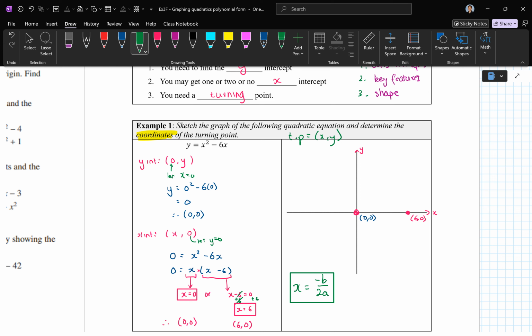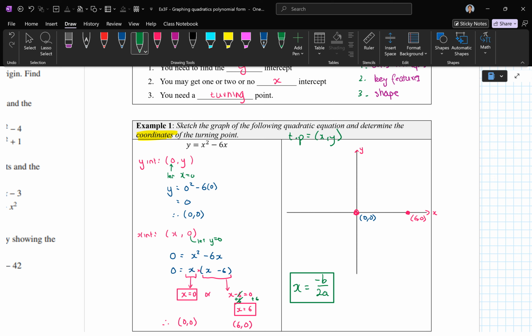That's method 2. Method 3 is what I just did just now. Did anyone see how I figured out it was 3? What did I do? So I said method 1 was change it to turning point form. Method 2, using this x coordinate turning point formula. This is called the axial symmetry formula. And the third method, how did I know the turning point? The x coordinate is going to be 3.